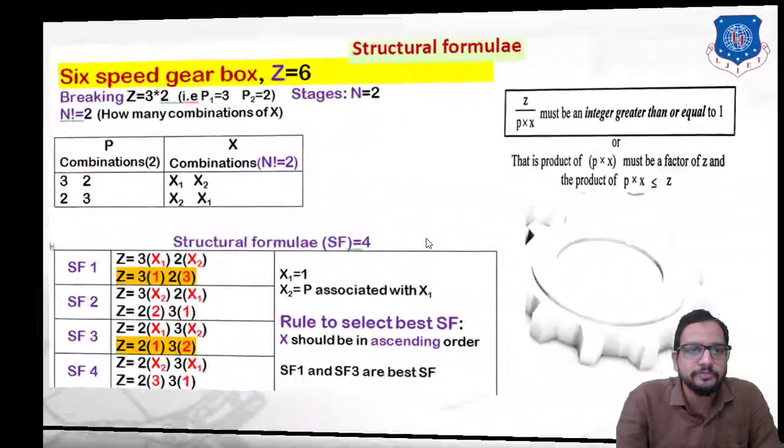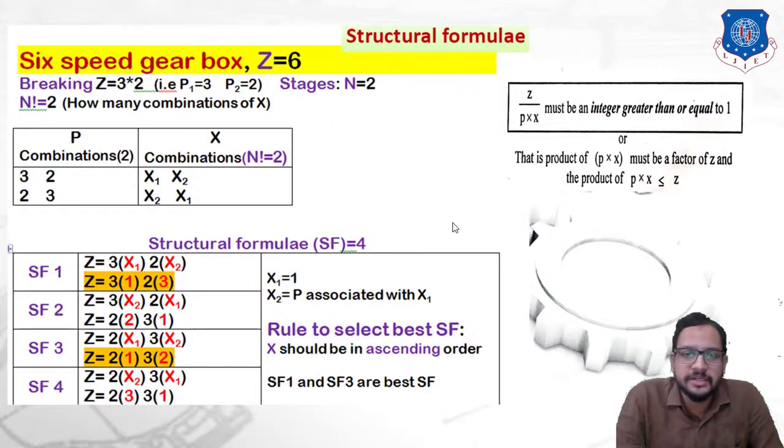Now let's proceed further. Now considering a 6-speed gearbox that is indicated by z is equal to 6, breaking this equation we would say in terms of multiples of 2 and 3.